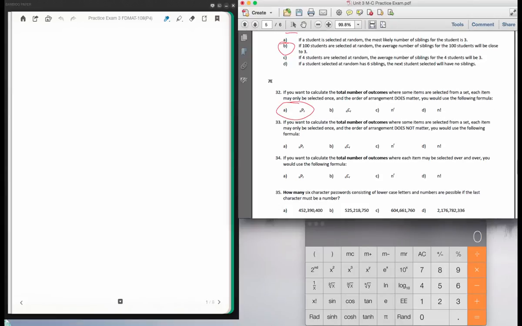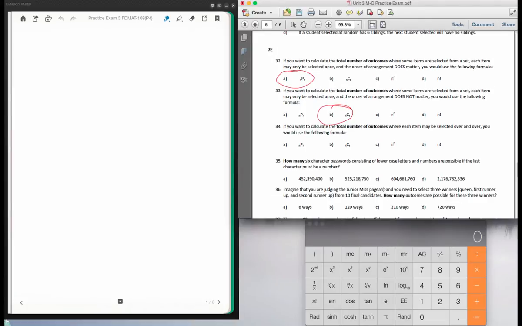All right, next option. We want to calculate the total number of outcomes where some of the items are selected from a set, and each item may be selected once. The order does not matter. Okay, so it can be selected once and order doesn't matter. So since we're selecting once and order doesn't matter, it's a combination.